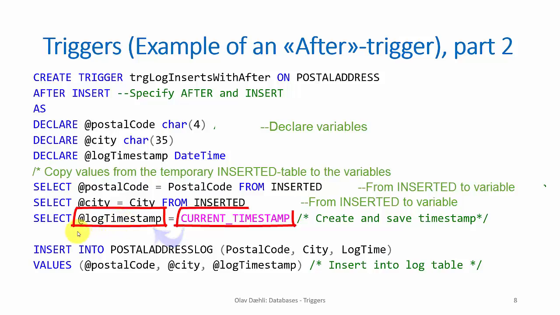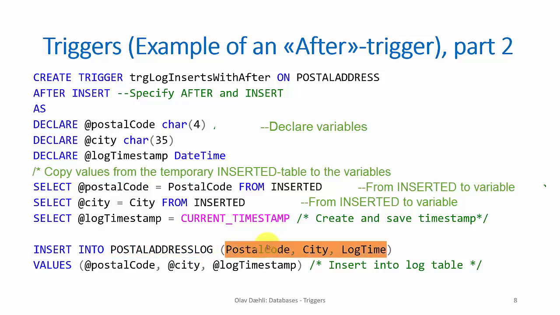And having done that, the trigger can do the insert into statement to our new table named postal address log. There we want to insert into the 3 columns named postal code, city, and log time. And the 3 values that are going to be inserted are the postal code and city from the inserted table, and in addition the current timestamp, which is assigned to the variable log timestamp. So now we can test this one in SQL Server.